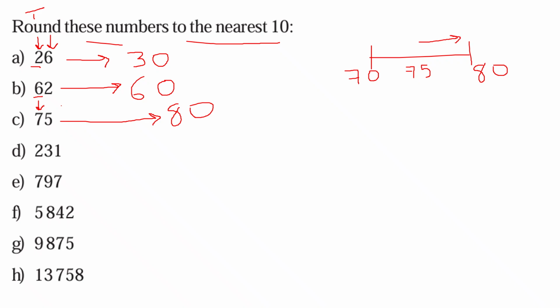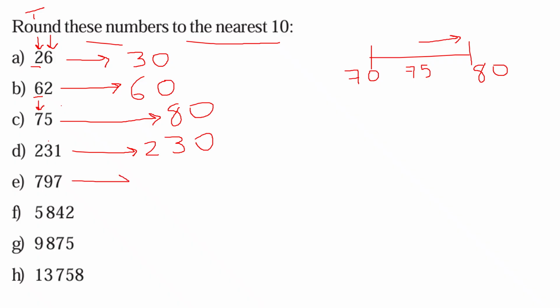Part D, 231. So we've got 3 in our tens column. Look at the number next to it, that's a 1. So that's going to round to 230 to the nearest 10. Again, that's 1 away from 230, but it's 9 away from 240. So it's closer to 230 than it is to 240.